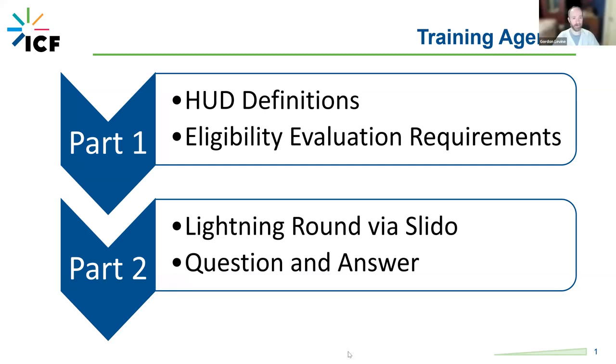Let's go ahead and dive in. So our training agenda today: we know that this meeting is scheduled on some of your calendars for 2 hours. I don't believe that we're going to be taking 2 hours. I will be surprised if we clip an hour and a half, though you have us for the whole time if you need us. Today, we're going to be talking about client eligibility and how to assess and document that. We're going to talk first about HUD's definitions and then about how to evaluate those eligibility requirements.